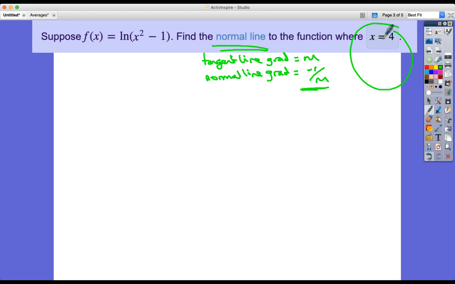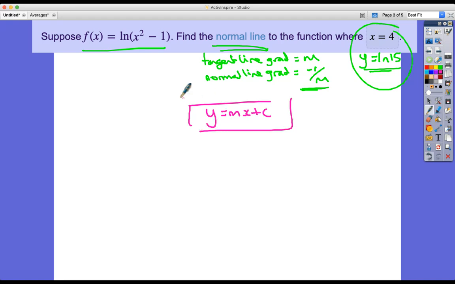So if I put 4 into this function here, I'm going to get ln of 4 squared minus 1. 4 squared is 16, so ln 15. Okay, ln 15, all right. And I've got this. And again, a normal line is a straight line, so it's going to be in the form y equals mx plus c eventually. But I've got to go and investigate what this function's gradient function is.